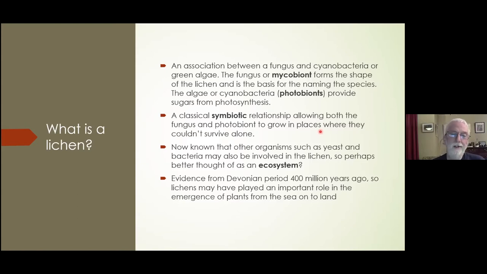Now, lichens have been around for a really long time. Remarkably, there's evidence from fossils of lichen forms in the Devonian period. That's 400 million or so years ago. And this was a time where most of the life on the planet was in the seas. And so lichens may, I could conjecture, and it's only a conjecture, that lichens may have been important in the emergence of plants from the sea onto the land. Because soon after the Devonian period, you have a sort of huge increase in the number of plants on land, the Carboniferous period and so on.